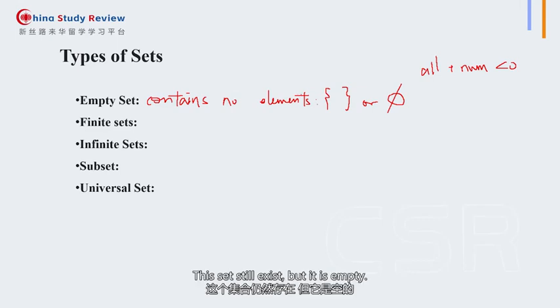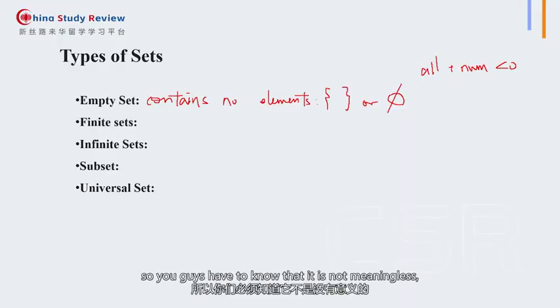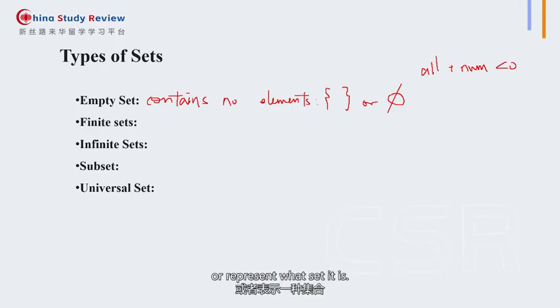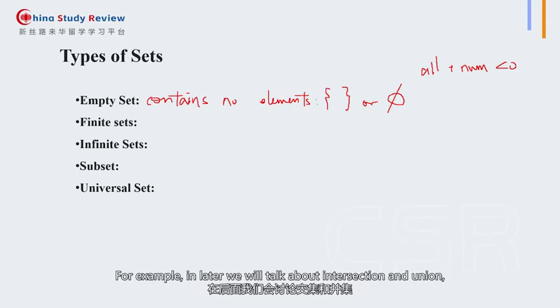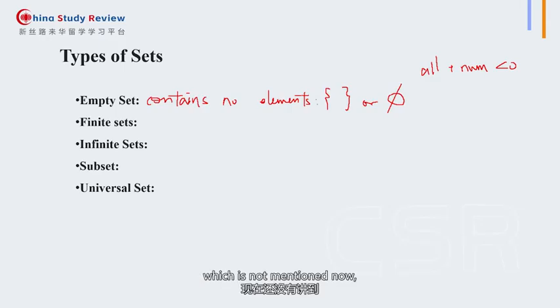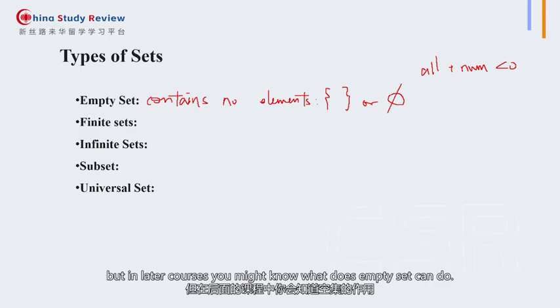This set still exists, but it is empty. So that is more like a property of the empty set. You have to know that it is not meaningless. It can sometimes represent a fact or represent what set it is. For example, later we will talk about intersection and union, which is not mentioned now, but in later courses you might know what the empty set can do.